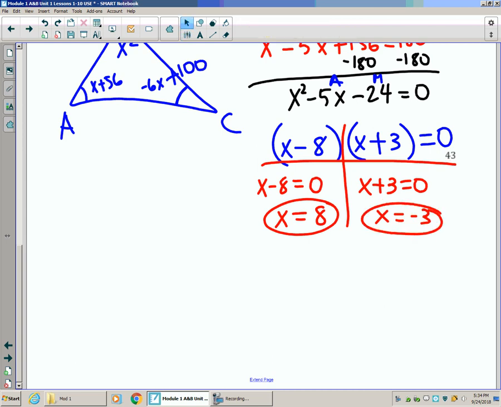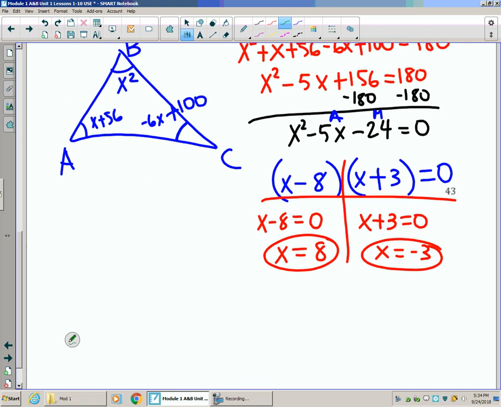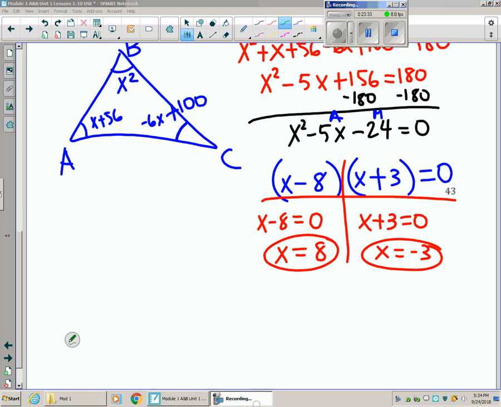Notice that we're going to have to substitute to see which angle actually goes away. So let's substitute. All right, so if you substitute in either one of these values, so if you start off with 8, you're going to notice that angle B in this case will be 64. Angle A would also be 64, and angle C would be a different value. So if you substitute it in, what you're going to notice is they're all still going to add up to 180. If you also substitute in negative 3, they also are going to add up to 180.